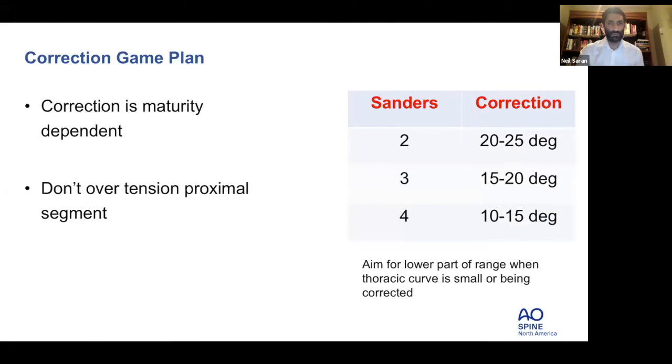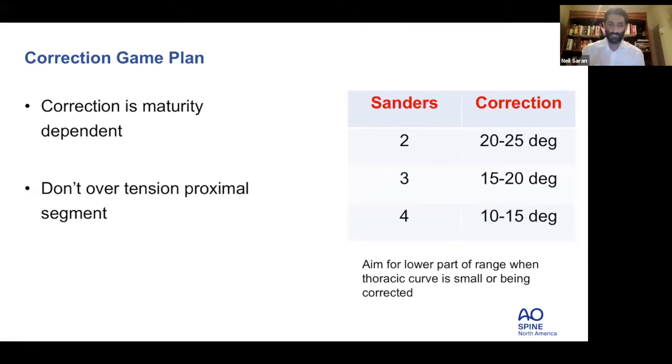And in terms of my correction game plan, this really depends on the maturity of the patient. For the Sanders 2, I want a lot less correction because they have a lot more growth left. So I'm aiming for 20 to 25 degrees. For the Sanders 3, I'm aiming for 15 to 20 degrees. And for the Sanders 4, I'm aiming to get them fairly straight. I want to get them down to 10 to 15 degrees.